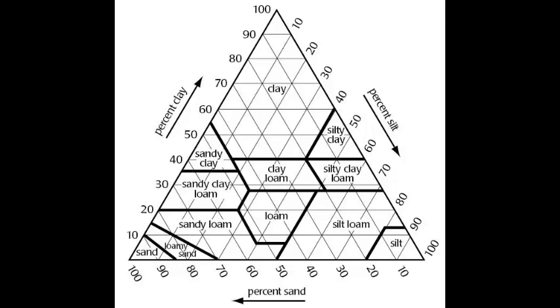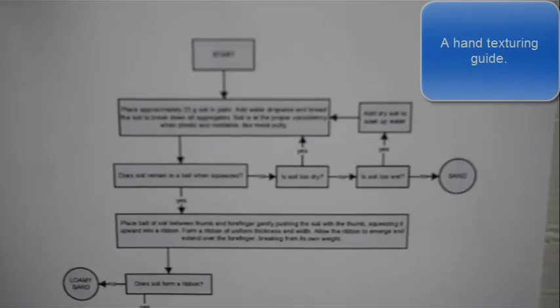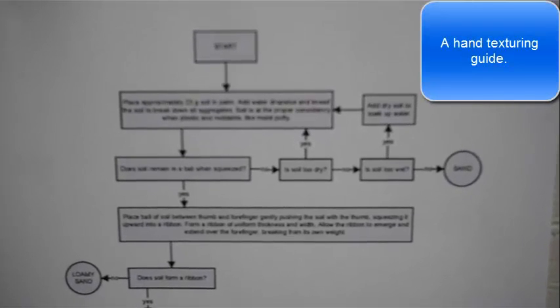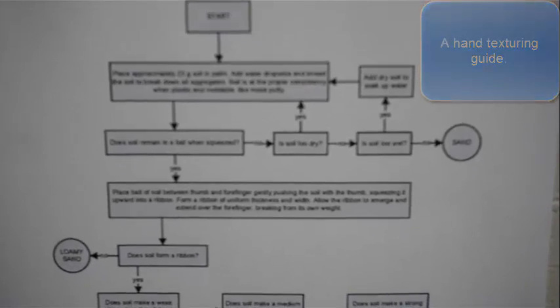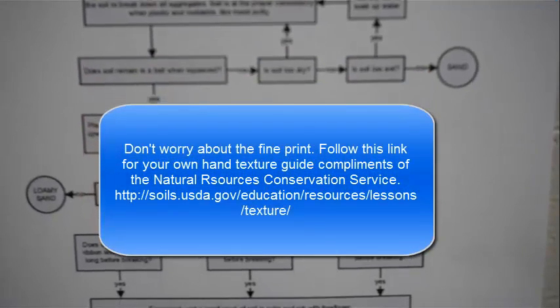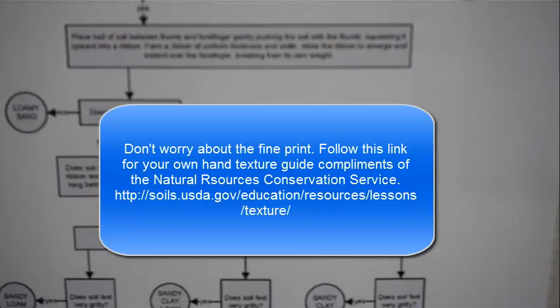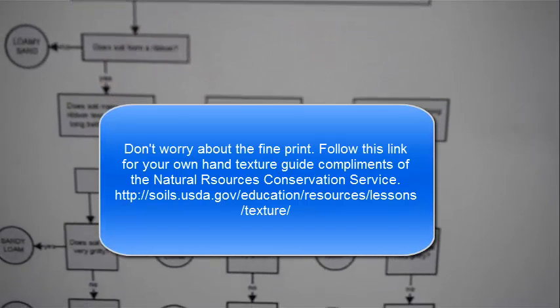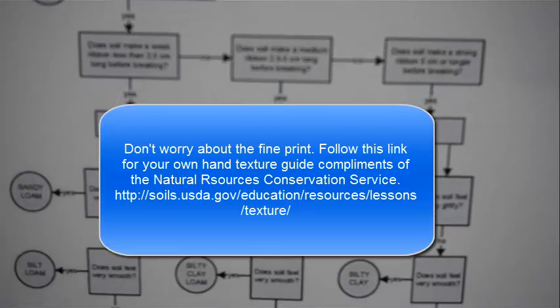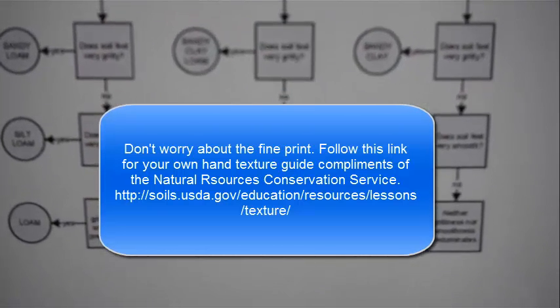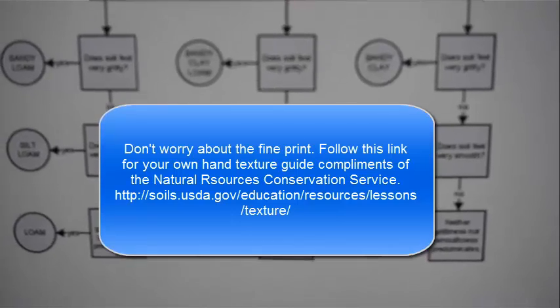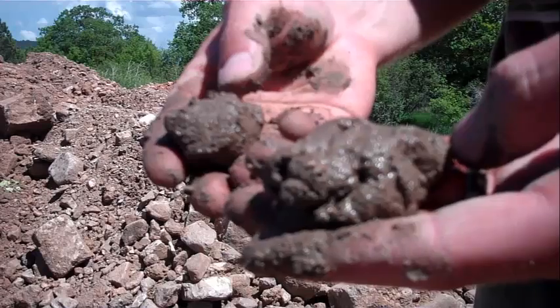So now that we have a little bit better understanding of the types of soil and how it is formed, let's look at hand texturing. Hand texturing is a great tool for using in the field. Keep in mind there are other soil tests out there, such as using a hydrometer or sieve system to determine the amount of sand, silt, or clay within a soil. This is a little more quantitative.